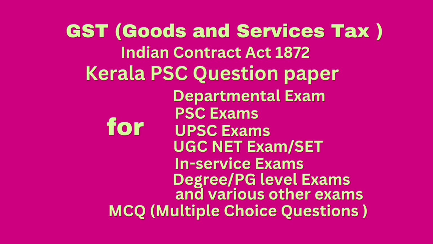Question number 97. An agreement to pay money or money's worth on the happening or non-happening of a specified uncertain event is a dash. Answer, wagering agreement.